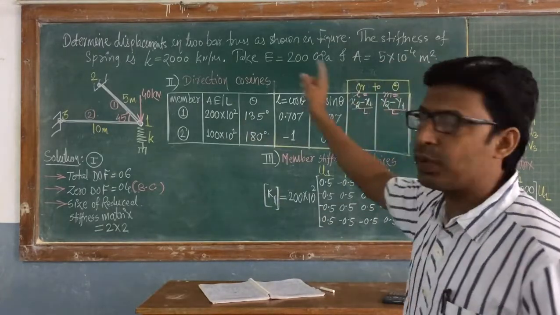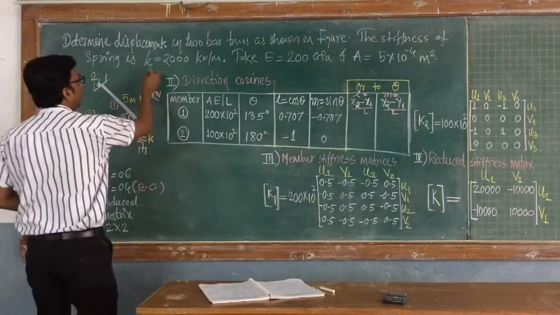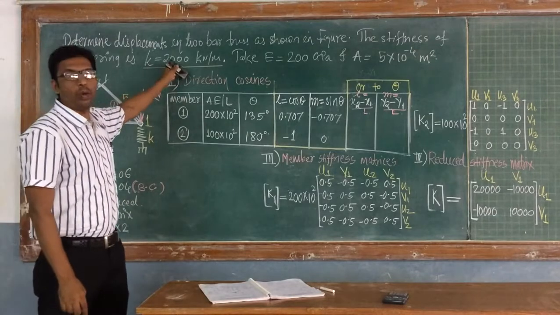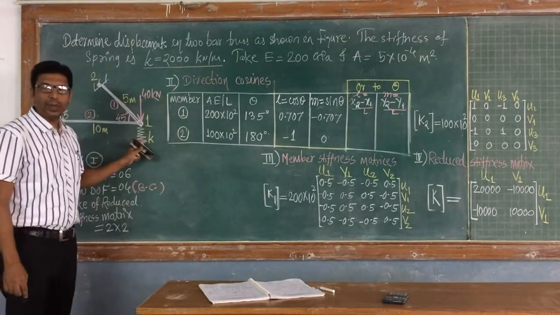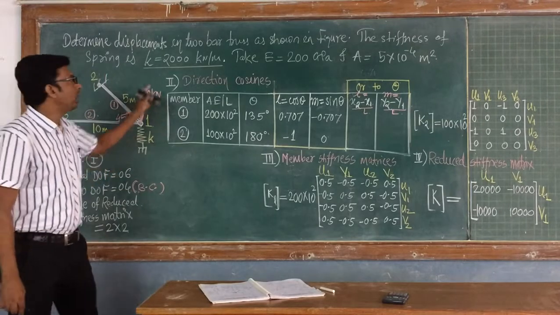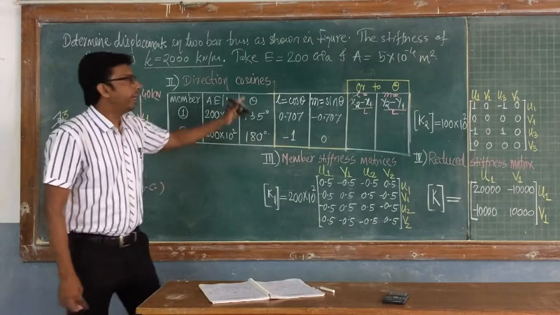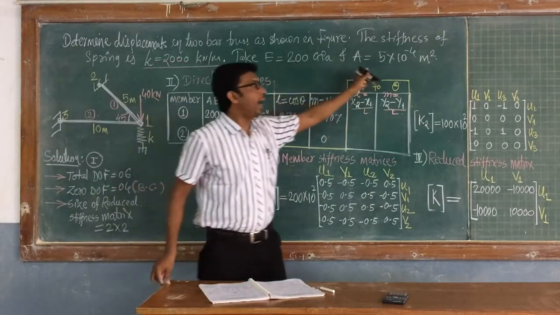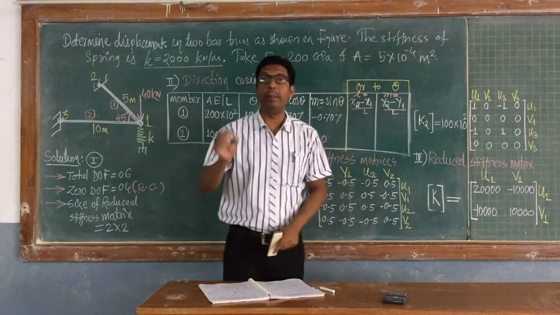The stiffness of spring is K is equal to 2000 kilonewton per meter. The stiffness of the spring is given to you 2000 kilonewton per meter. E is equal to 200 GPa. And A is equal to 5 into 10 raised to minus 4 meter square.